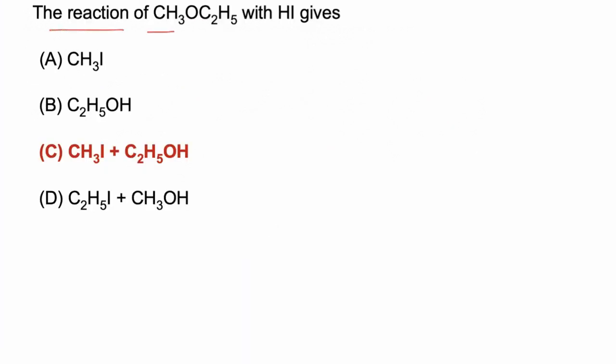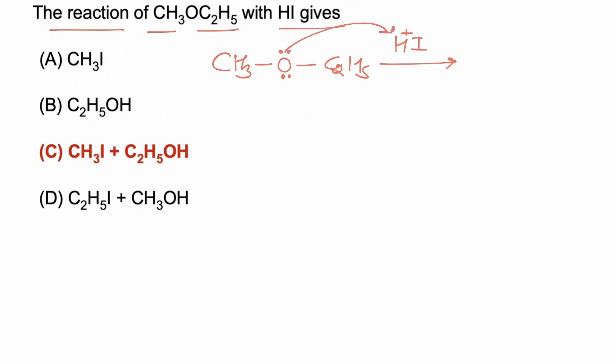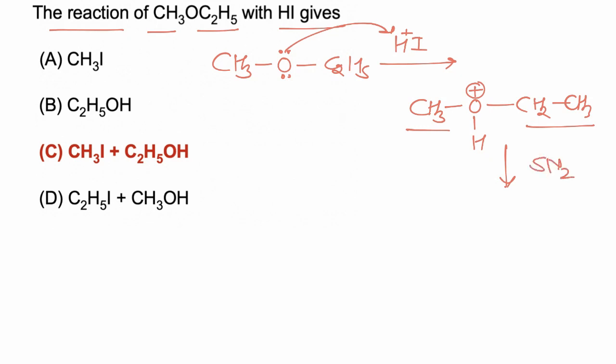The reaction of CH3OC2H5 with HI. Now if ether is taken and reacted with HI, HI acts as a very strong acid, a proton donor. Oxygen donates a pair of electrons, so it gets protonated and converted to oxonium ion salt. Now since carbocation cannot be formed from either alkyl radical, the reaction takes place via SN2 mechanism.